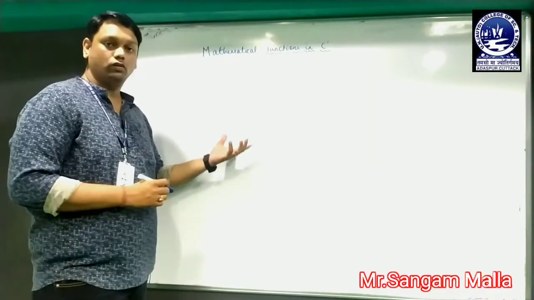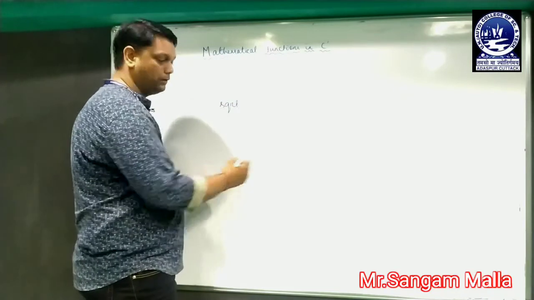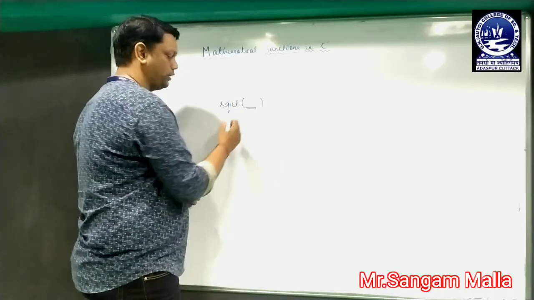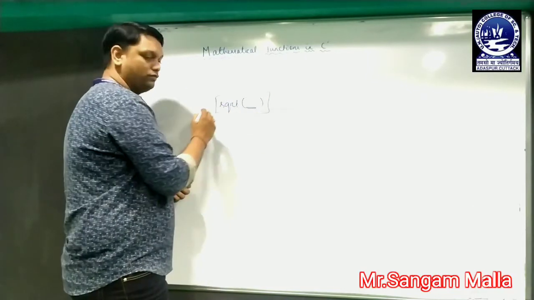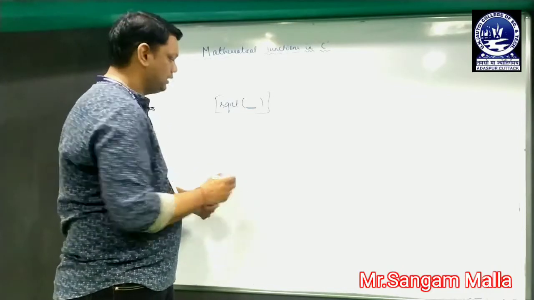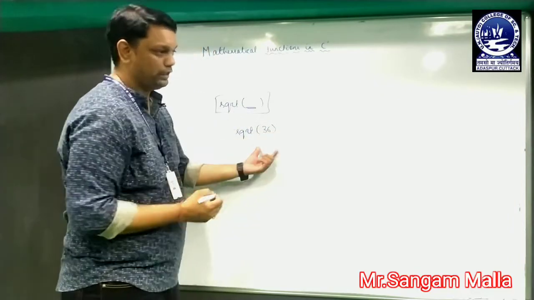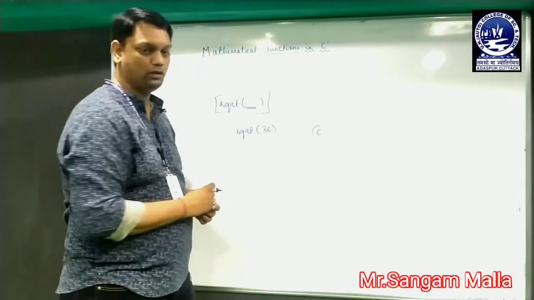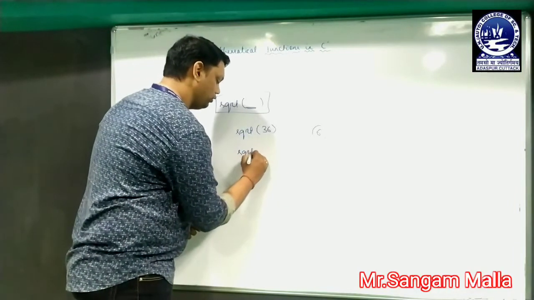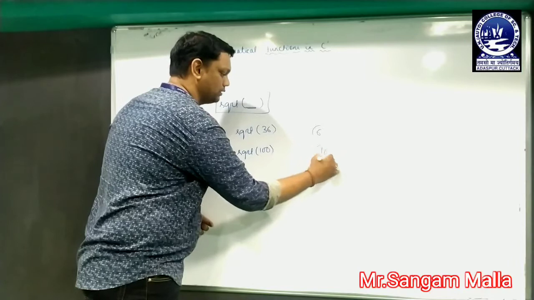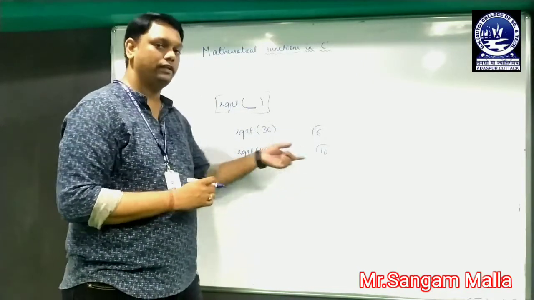Now we will talk about a new function, the sqrt function, that is the square root of a number. sqrt accepts a variable or a number, and whatever number we enter, it will calculate the square root of that number and print the result. If I write sqrt of 36, it will give the value 6, because the square root of 36 is 6. Similarly, if I write sqrt of 100, it will give the answer 10, because the square of 10 is 100 and the square root of 100 is 10.